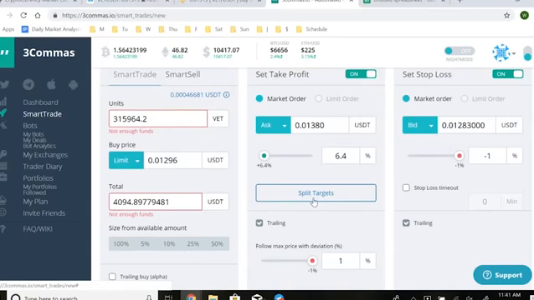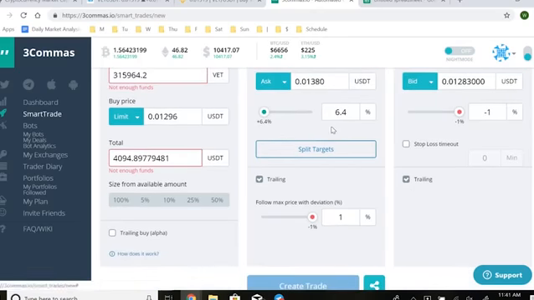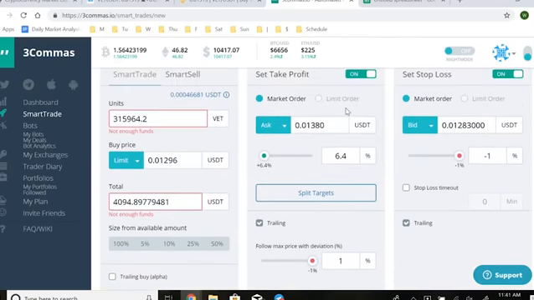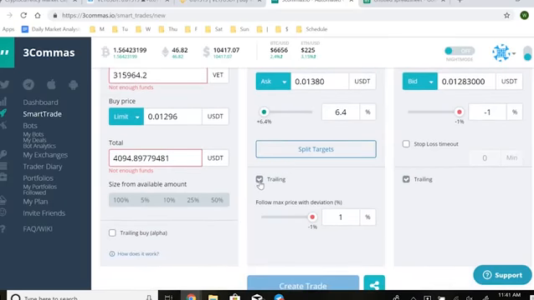And there's a bunch of cool things you can do here. You can split the target, so you could sell like 25% at 1360, 50% at 1380, and 100% or the rest of the percentage at 1400, whatever you want to do. With 3 Commas, it actually automates the whole process once you set the rules using the API key. So now that we did that, there's one other thing that I wanted to do, which is actually check off the trailing box and then follow max price with deviation minus 1%.